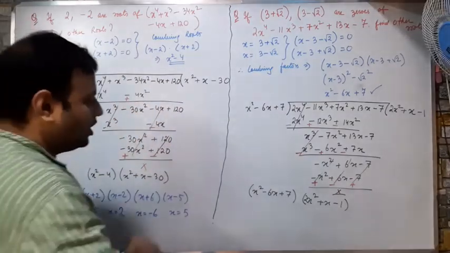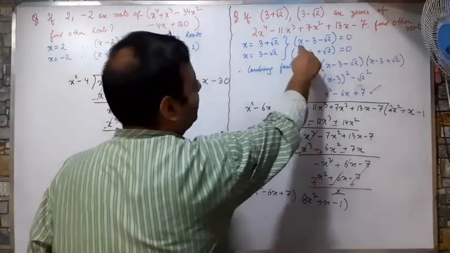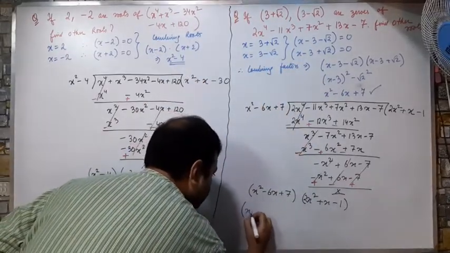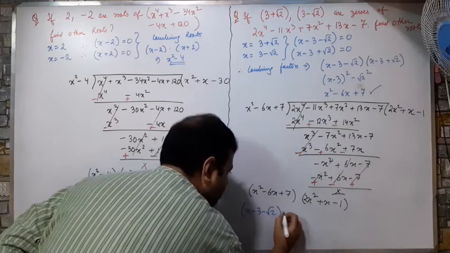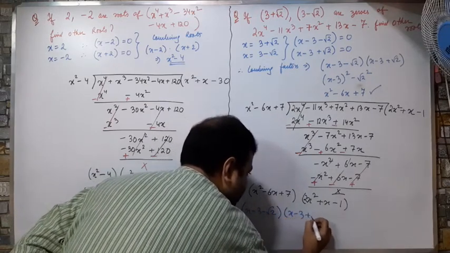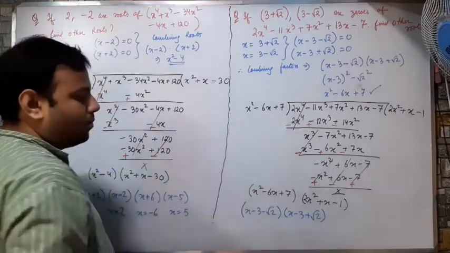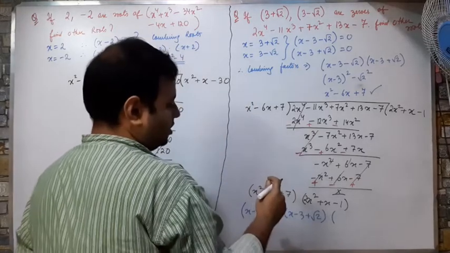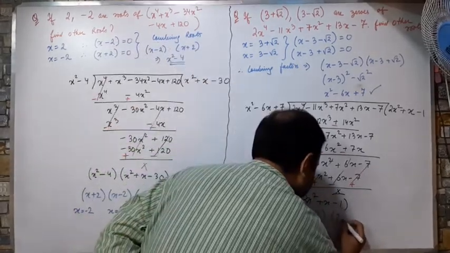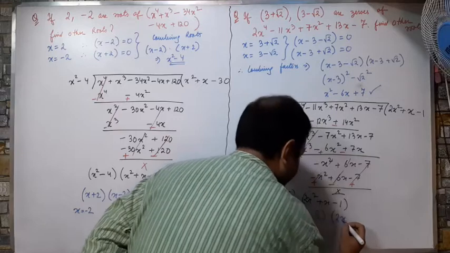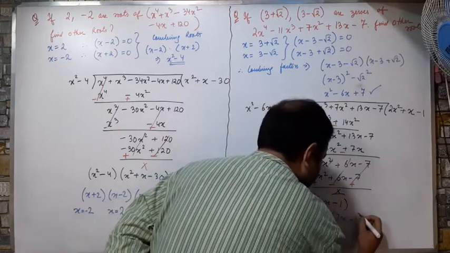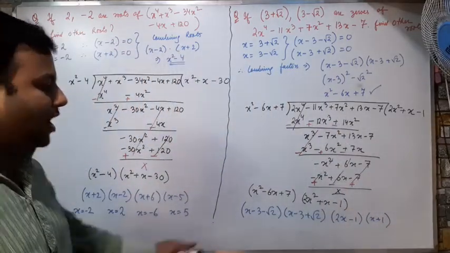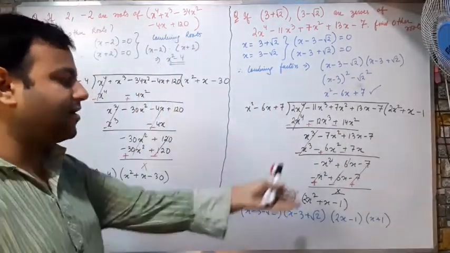Right? So where did this come from? This was obtained by multiplying these two. So I will write this as x minus 3 minus root 2 and x minus 3 plus root 2, and by splitting the middle term of this, what will come? 2x plus 1, sorry, 2x minus 1 and x plus 1. Okay, so I have got all the four roots, all the factors. I can find the four roots here.